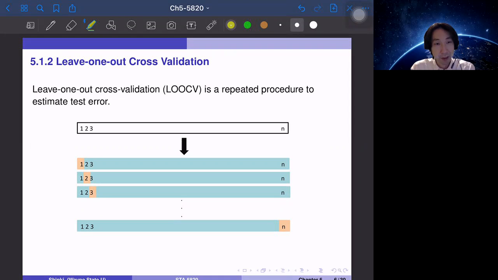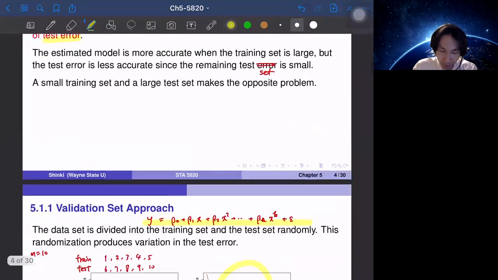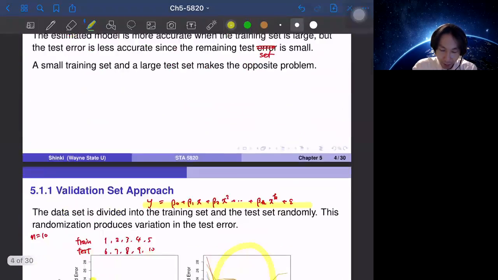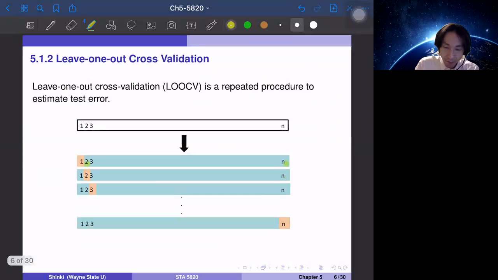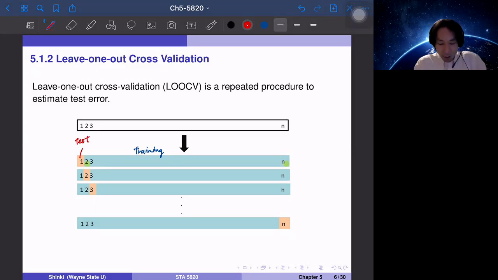Suppose we have n observations in the entire data set, then we use the second to nth observation as the training set. The training set is blue always. So this is the training set, and the test set consists of just one observation. So this is the test set. Then we can calculate the error size, maybe I would say E1.